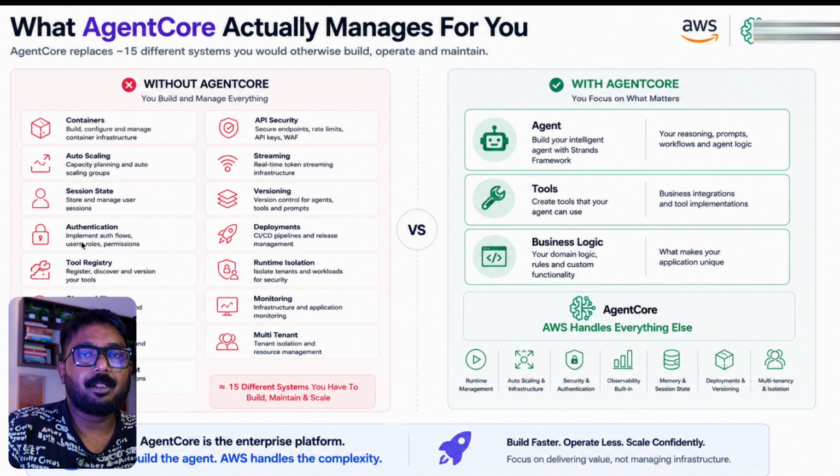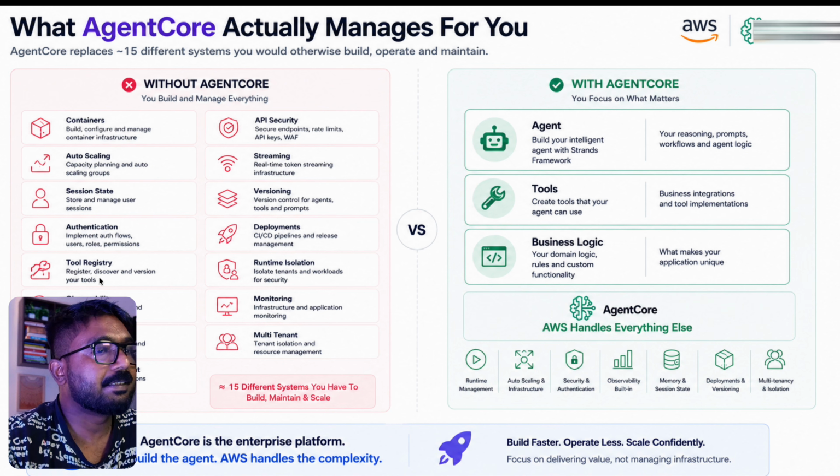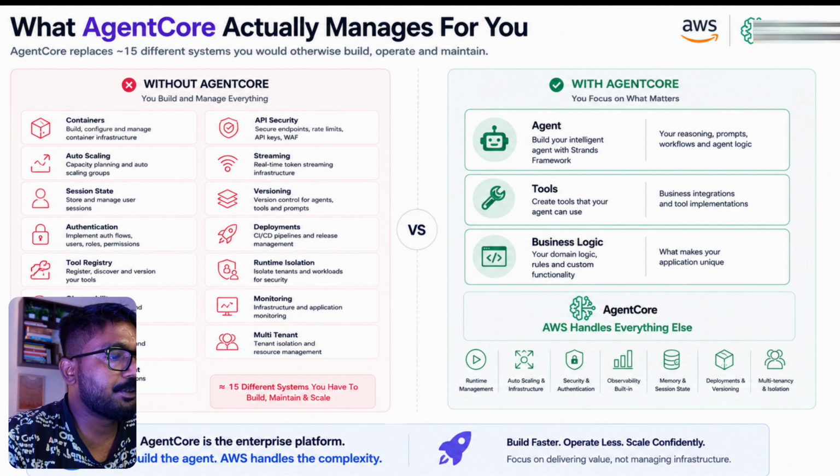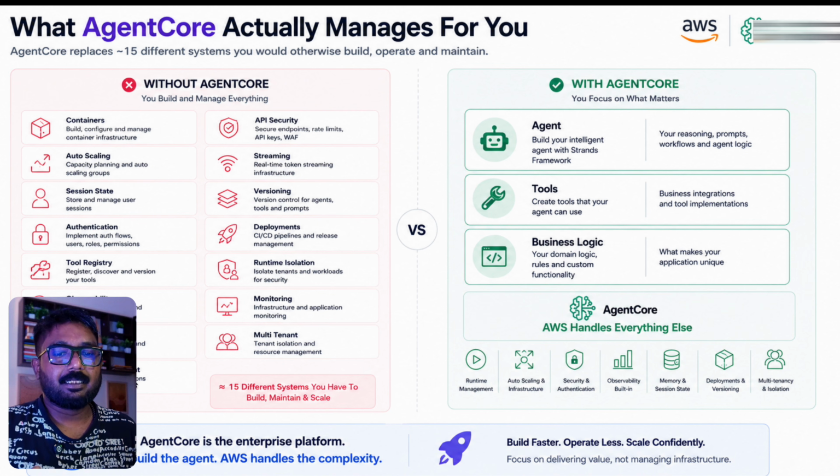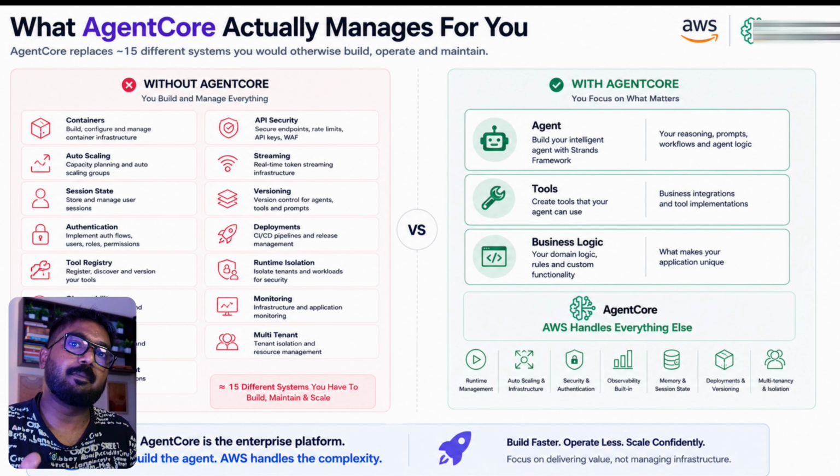Authentication you have to do by yourself, right? The permissions that you have to give, you have to decide by yourself. There is a tool registry that you have to maintain. Let's say the tool registry also we can do, but still you have to do it by yourself. Observability, memory, prompt management, all these small tools that can make a large application fail, you have to manage by yourself, and that becomes very critical for enterprise AI applications.